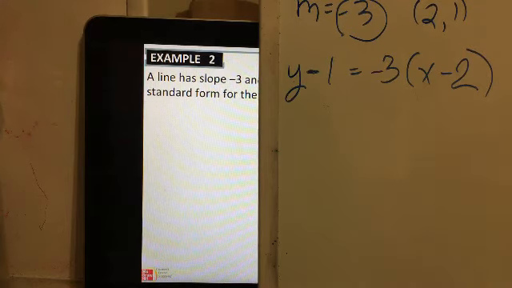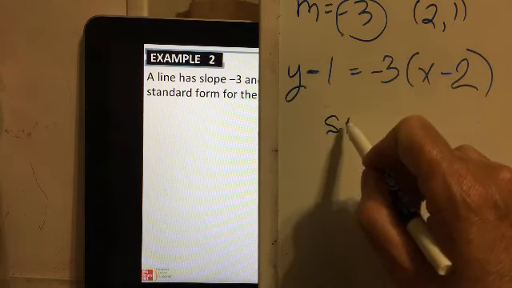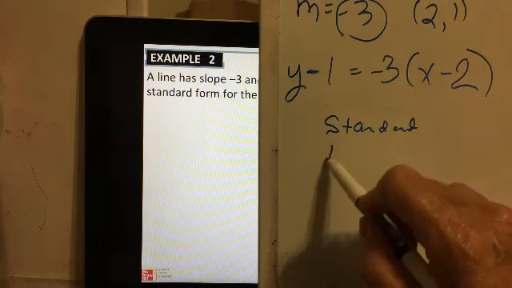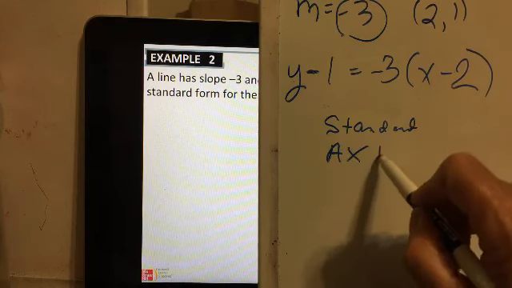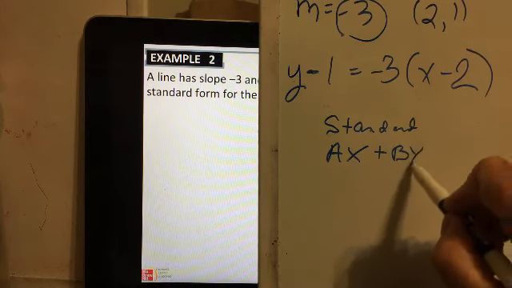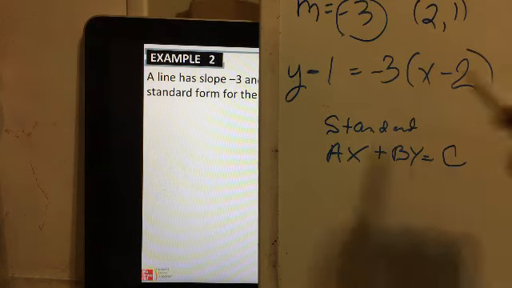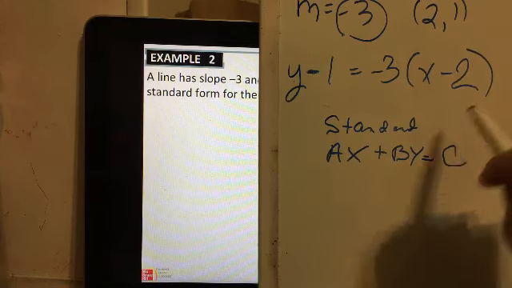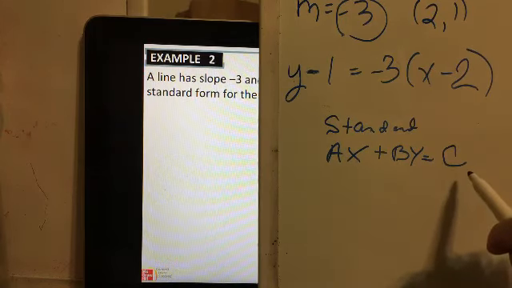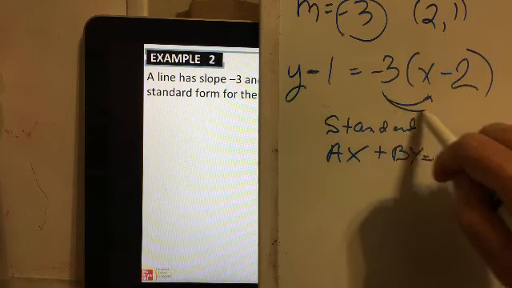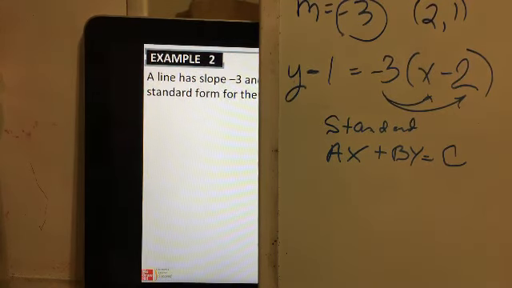It is not, however, the standard form. Remember, the standard form is going to be ax plus by equals c. That is the standard form of our line. So now we've got to get this into a form that looks like this. The first thing I'm going to do is what? What is it when I take this -3 and take care of that parenthesis? That's called distribution, isn't it?